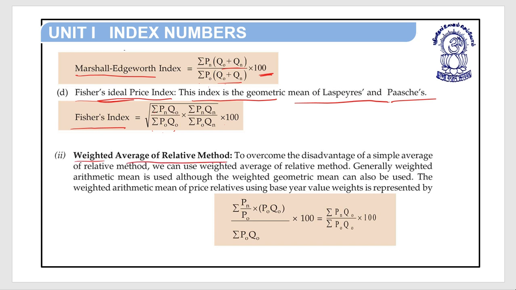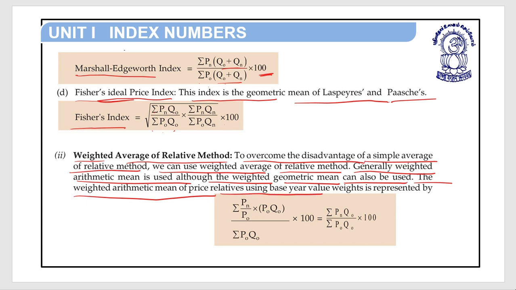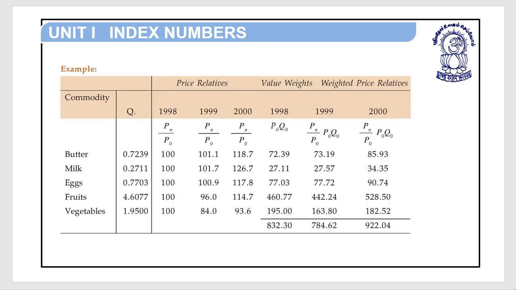Second, weighted average of relatives method. To overcome the disadvantage of a simple average of relatives method, we can use the weighted average of relatives method. Generally, the weighted arithmetic mean is used, although the weighted geometric mean can also be used. The weighted arithmetic mean of price relatives using base year value weights is represented by sigma P_n by P_0 into P_0 Q_0 upon sigma P_0 Q_0 into 100, which is equal to sigma P_n Q_0 upon sigma P_0 Q_0 into 100.